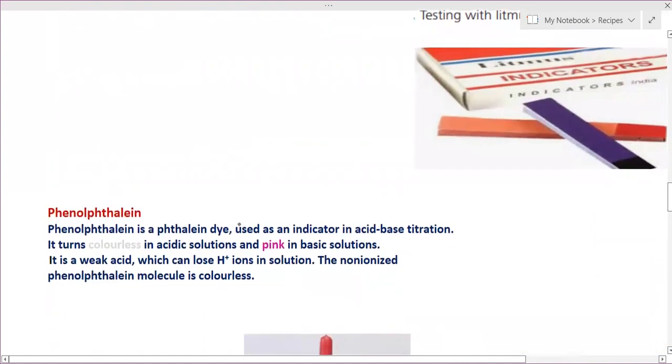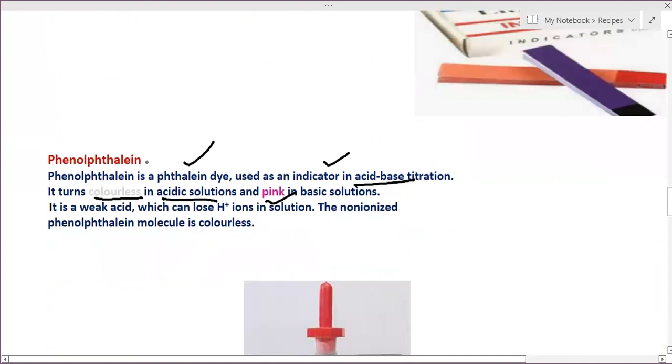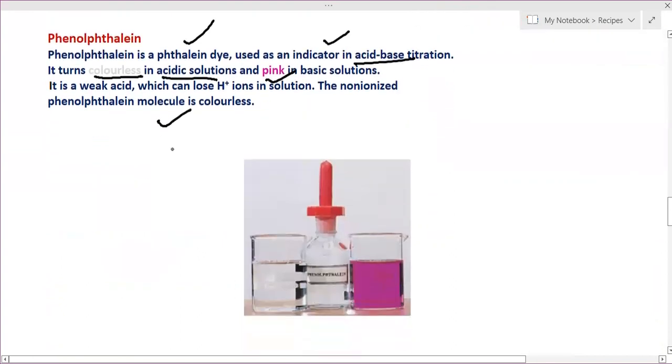Next is phenolphthalein. Phenolphthalein is an indicator and it is a phthalein dye. It is used as an indicator in acid-base titration. It turns colorless in acidic solution. In acidic solution, it shows no color and it shows pink color in basic solutions. Phenolphthalein is a weak acid itself. It can lose hydrogen ions in solution. The non-ionized phenolphthalein molecule is colorless.